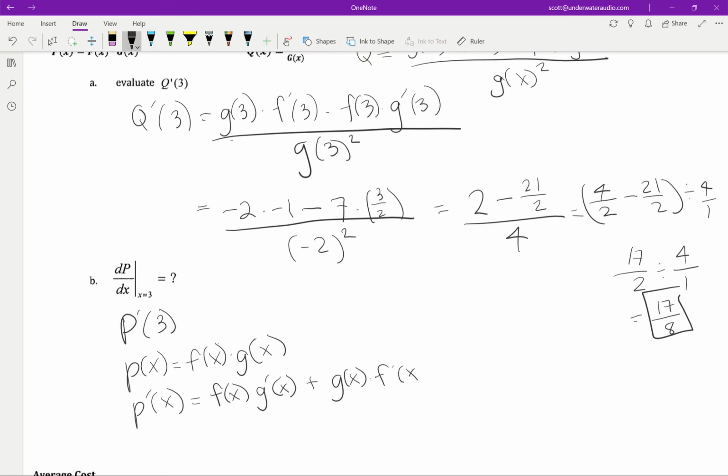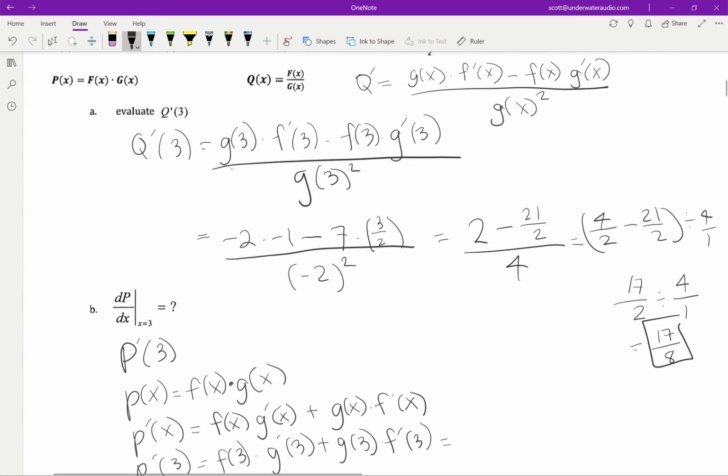So I have this memorized by now, but it really is not a big deal if you just have it on your note card and you always just look at your note card. But I know that this is multiplication, so I need the product rule, which I've memorized and I just wrote here. Now I'm supposed to plug in 3, so p prime of 3 is f of 3 times g prime of 3 plus g of 3 times f prime of 3. So all those values are given to me up here.